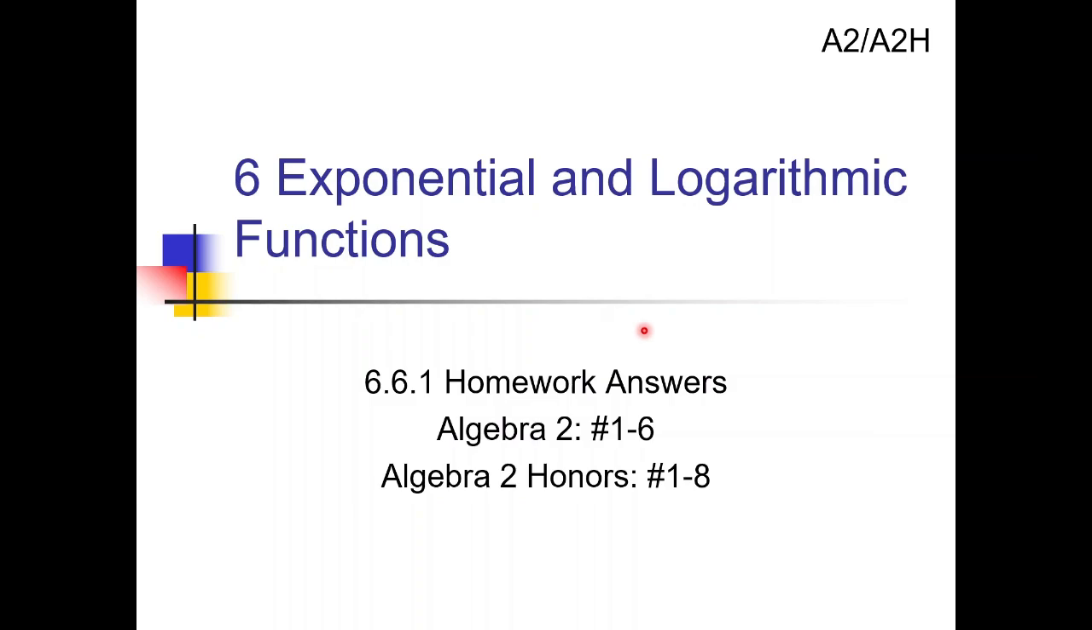Hello there, Mr. Sutton here, bringing you the Algebra 2 6-6 Part 1 homework solutions on exponential and logarithmic equations. In this one, we will be focusing on the exponential equations.